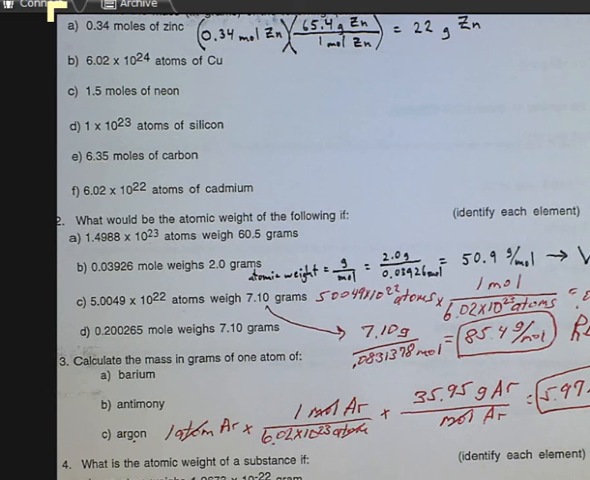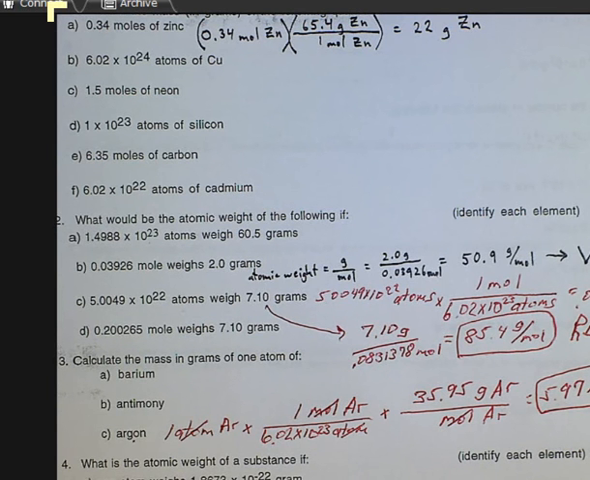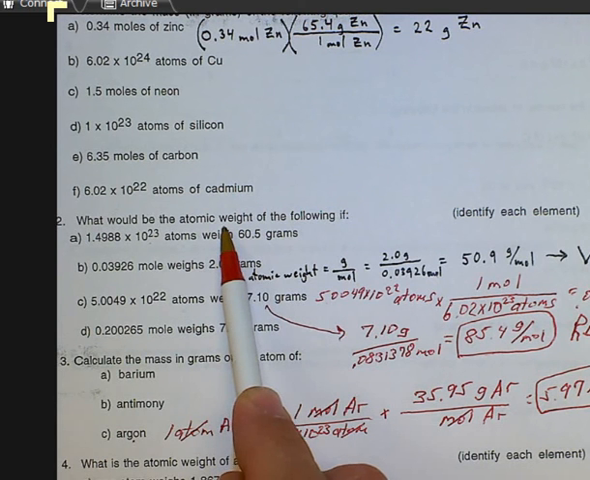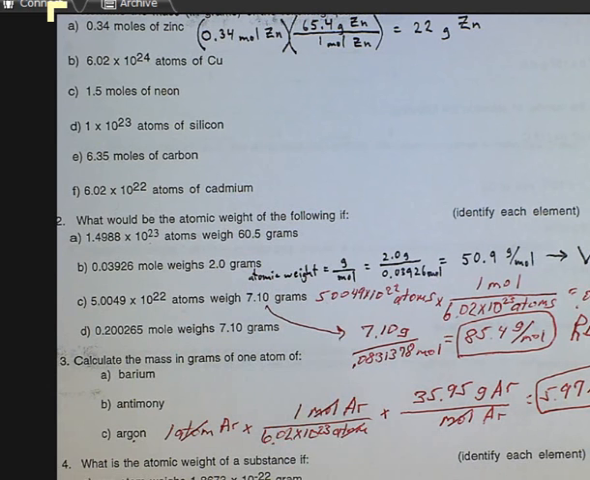Now let's look at number 4. Number 4, we're going to look at 4A. In number 4, we want to know the atomic weight of the substance if one atom weighs 1.8 times 10 to the minus 22nd grams. So this is similar to number 2 and number 3. We want to find grams and moles. Well, we have grams right here, but we don't have moles.